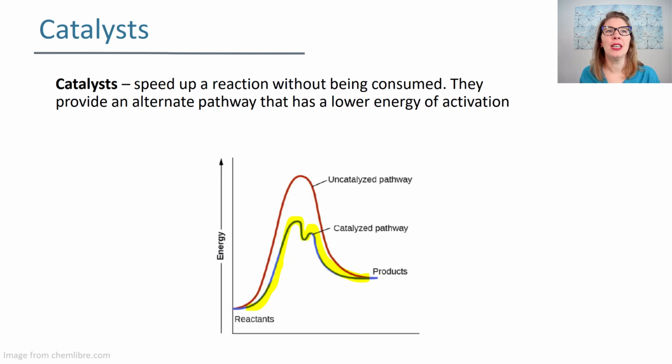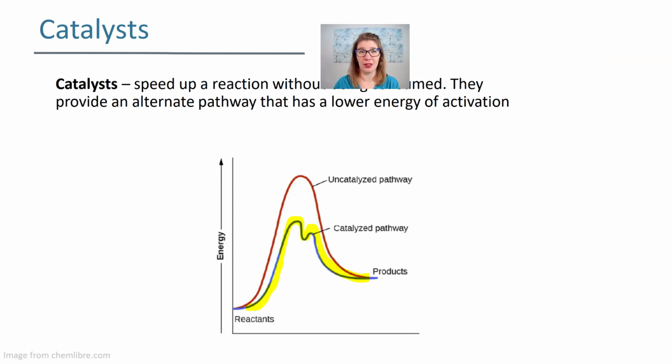So imagine it's like, instead of walking over the mountain, you walked around the mountain, right? Over the mountain is your uncatalyzed pathway. Around the mountain was your catalyzed pathway. So you still got to the same point. You just took less energy getting there because you chose a different route.